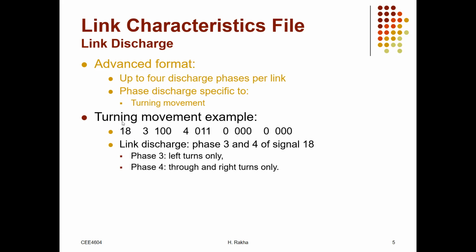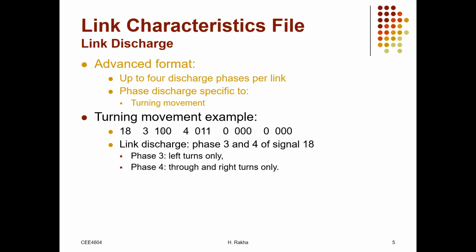so this is the link number. So if you recall, in the default one, you have just 3 entries: the link number, the first link that opposes it, the second link that opposes it. Here you have the signal number, not the link number, the signal number, first link, second link that opposes it. But in the advanced format, you have the signal number, and then the first phase, which you can discharge in, and then the movements that you can discharge.